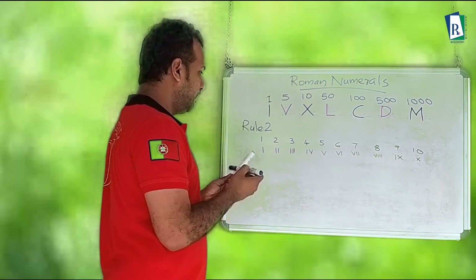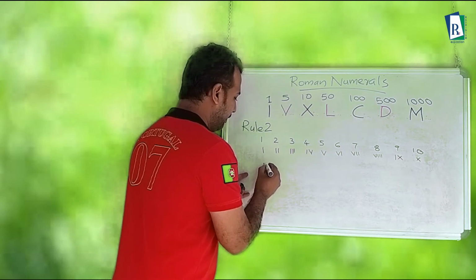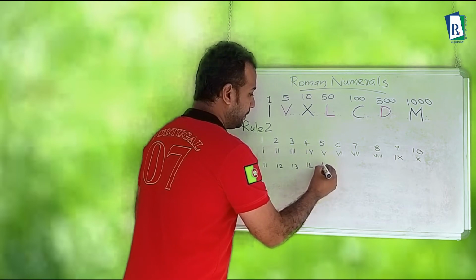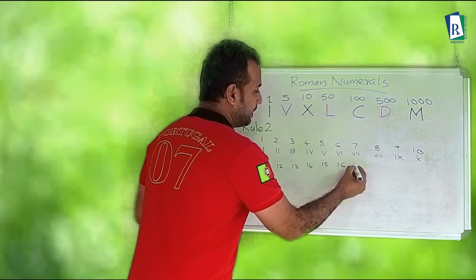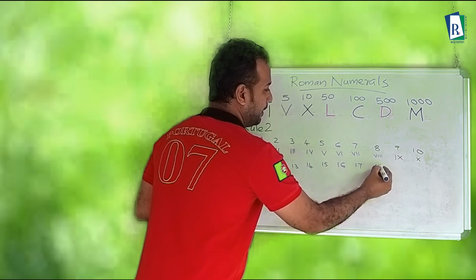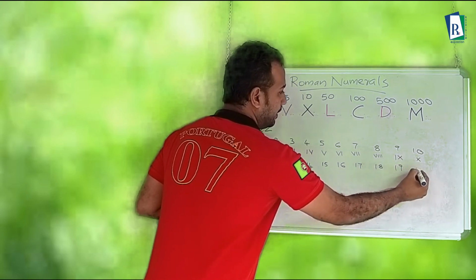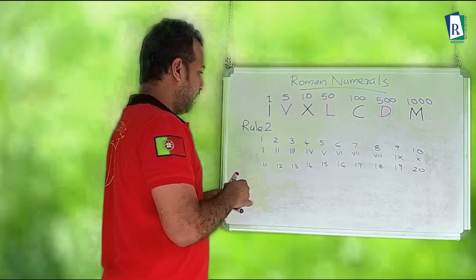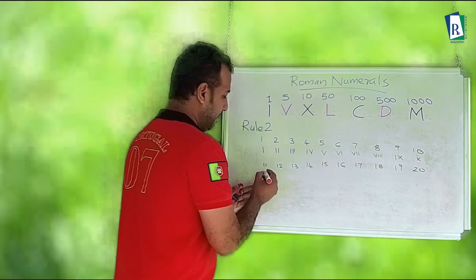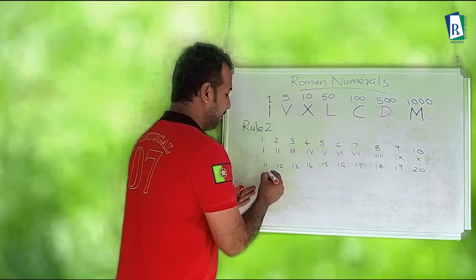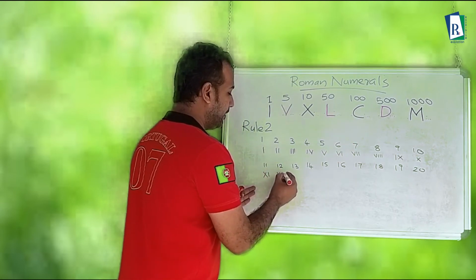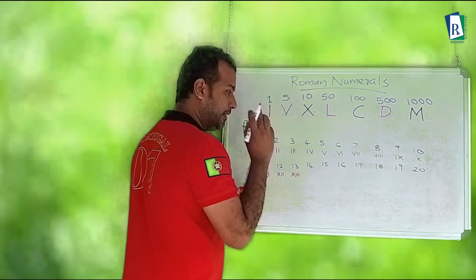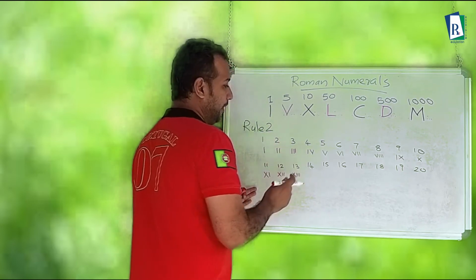Okay, then you want to write 11, 12, 13, 14, 15, 16, 17, 18, 19, 20. Okay, then how can we write this? 11, 10 and right side 1, 12, 10 and right side 2, 13, 10 and right side 3, 14. Here you understand what is that.